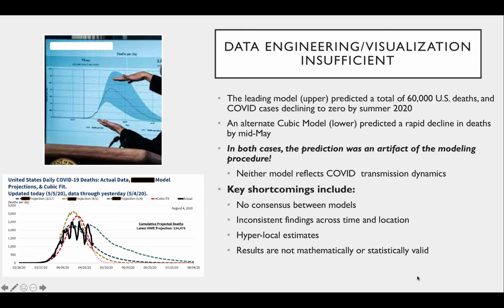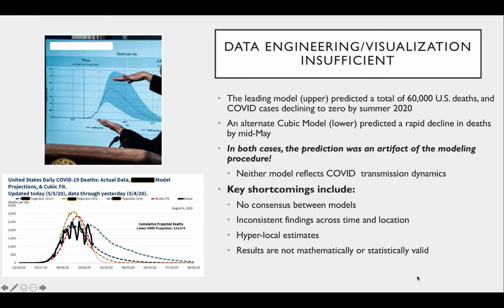Some of the key shortcomings are there's no consensus between the different models. They all provide something different. A lot of them are inconsistent over time and location. So a model in Wuhan, China is going to be different than in Florida in the US. Even if you vary the time windows, the model parameters are going to change significantly as you look at different time periods and different states, between even Florida and New York. There's hyperlocal estimates. Any accuracy is very short term, for a matter of days. And I would argue that these results are not mathematically or statistically valid.